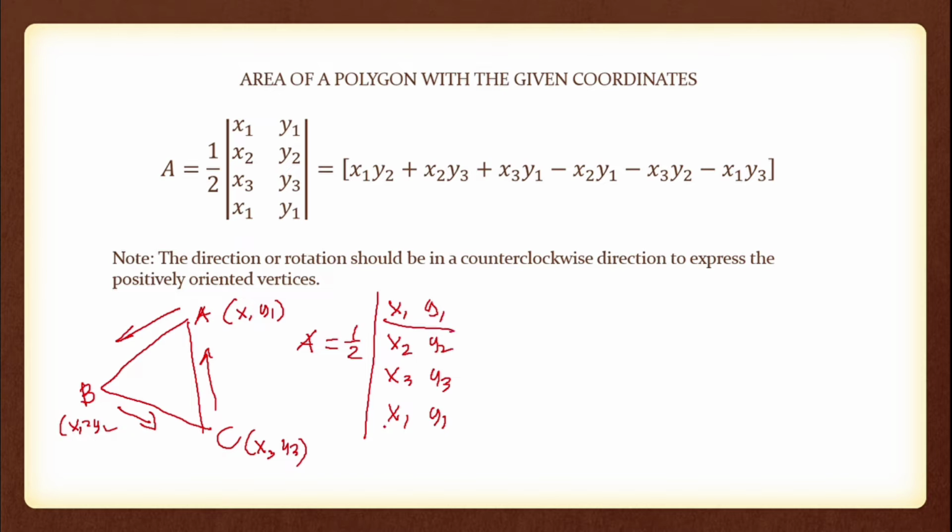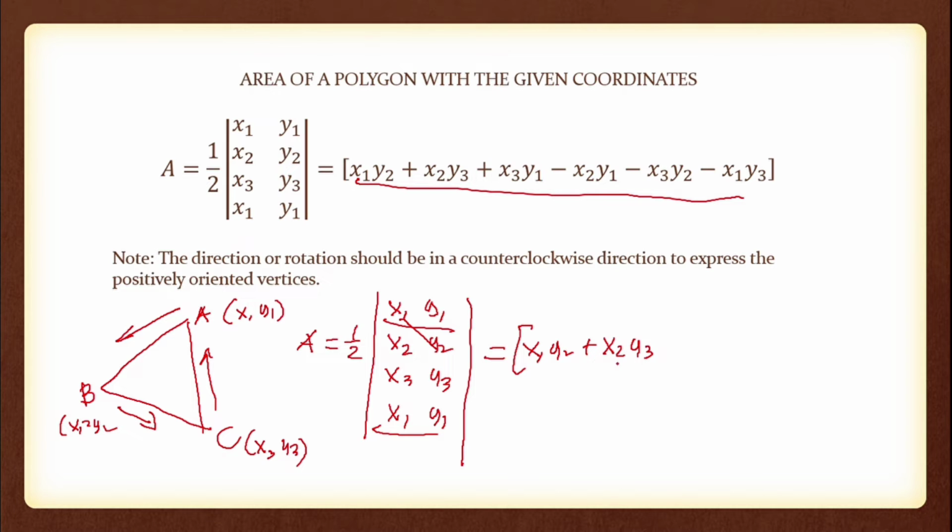It goes back to the initial point where you started. This is the direction again: here, here, and here. Now, how do we get this part? If we multiply going down like that, this is the positive side. So we have x sub 1, y sub 2, plus x sub 2, y sub 3, plus x sub 3, y sub 1.